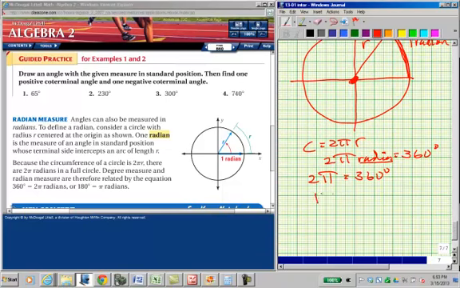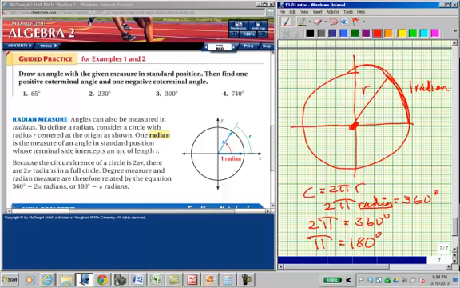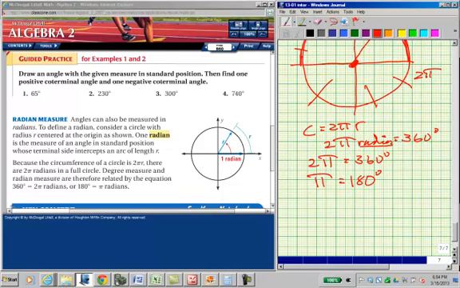Okay, pi radians equals 180 degrees. So pi radians, which is 3.14, is halfway around the circle. And another 3.14 radians goes the rest of the way around the circle. So 2 pi gets you all the way around, in terms of the number of degrees.